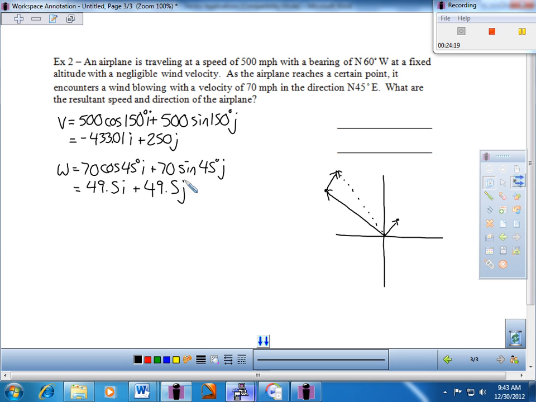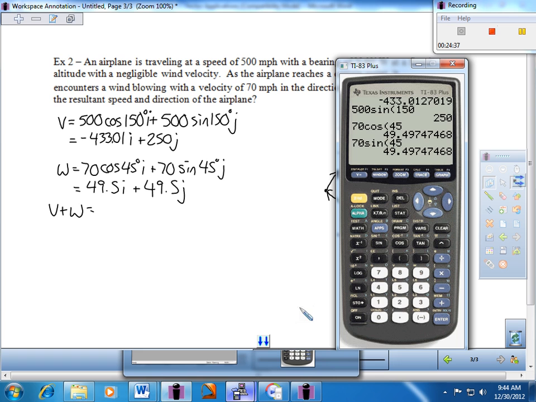Absolutely perfect. Now what we want to do is add those two together, combine the like terms, horizontals together, and then verticals together, and we should be able to get V plus W. So let's get those two pieces. I'm going to go ahead and keep working with my calculator and bring up all those numbers.